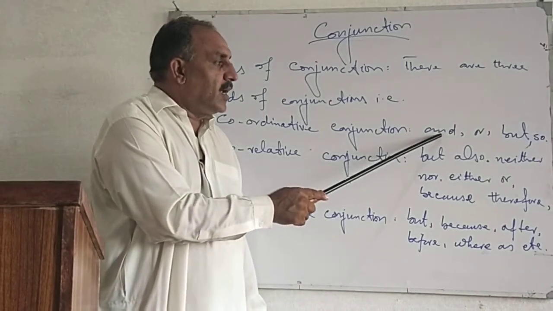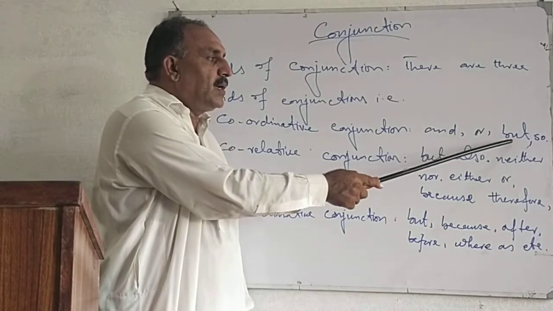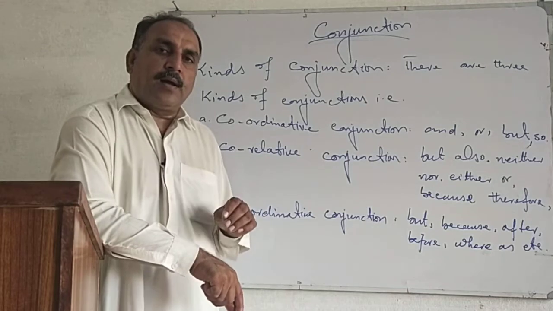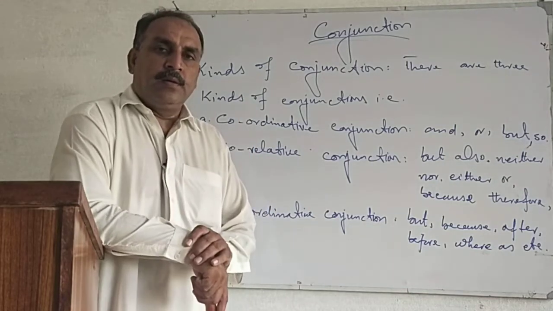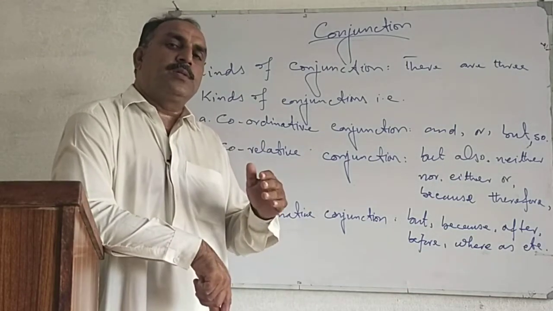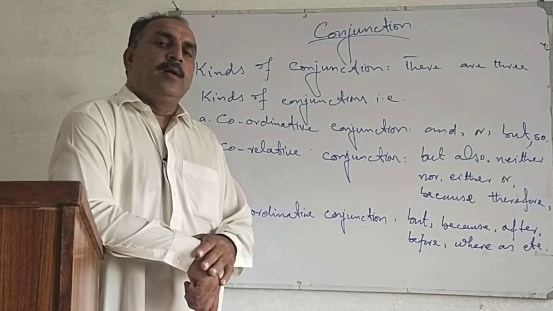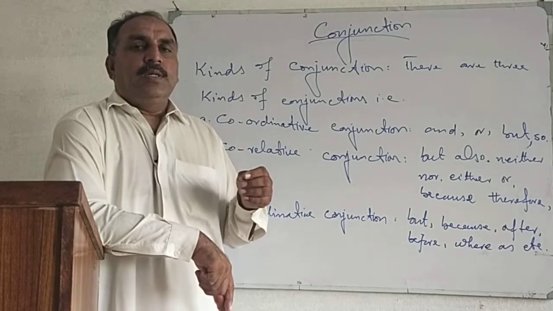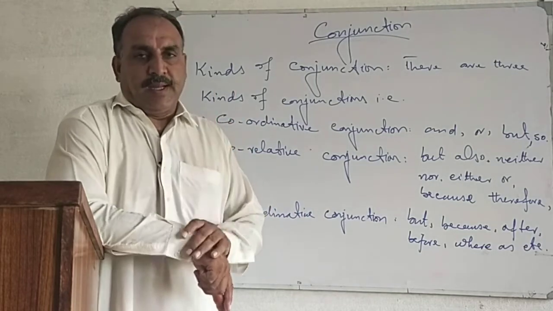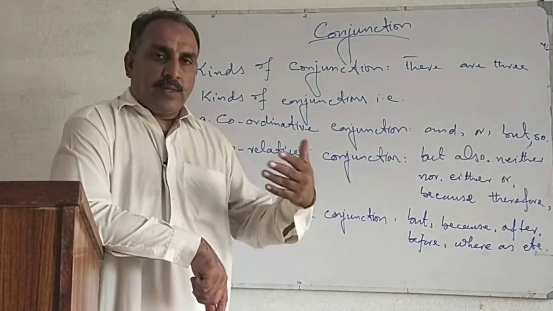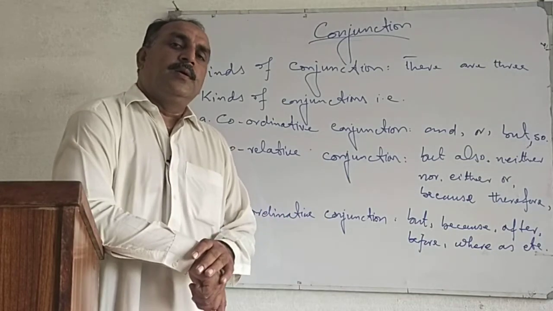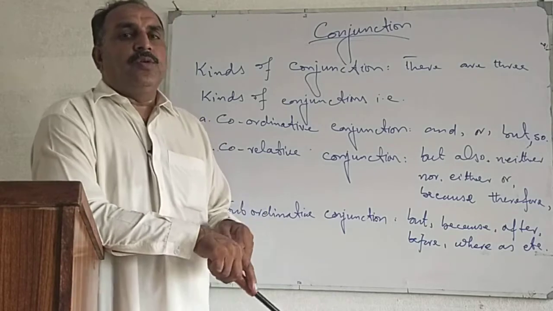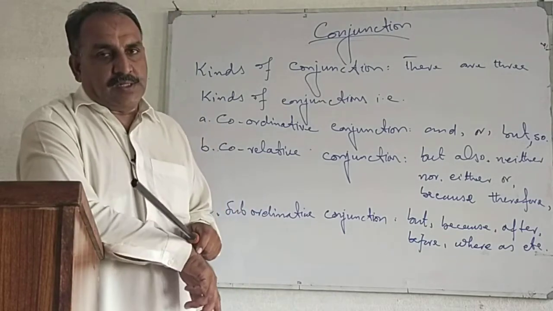Coordinative conjunctions are and, or, but, and so. Now this and or, they are very common. And mostly in schools, especially in government school, when we were in government school, at that time, we would be taught only that there are only two conjunctions, or and and. But now, with the passage of time and with the research in the linguistics field, they said that no, there are a lot of conjunctions.